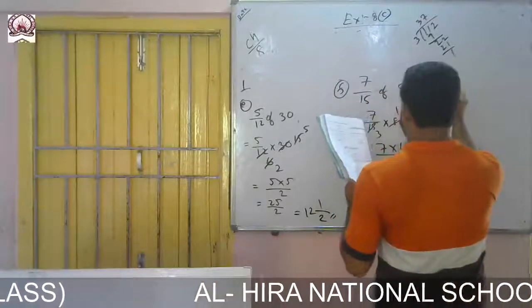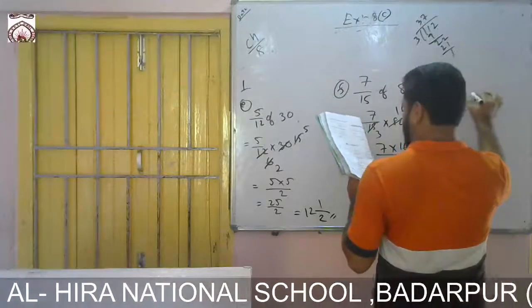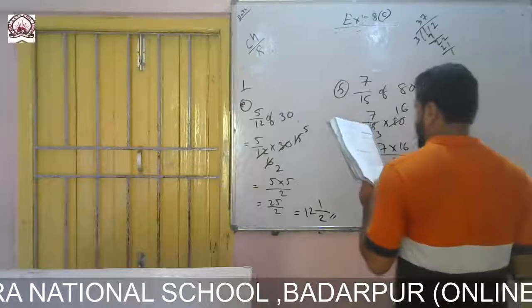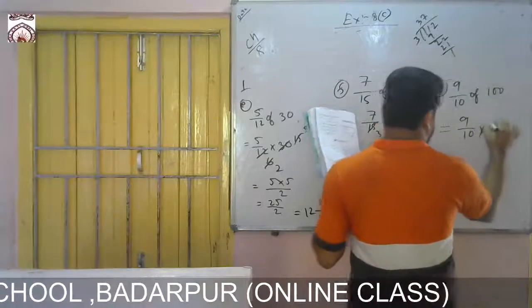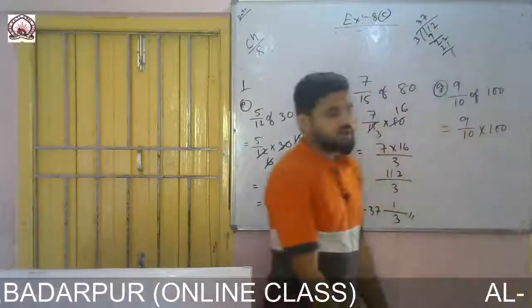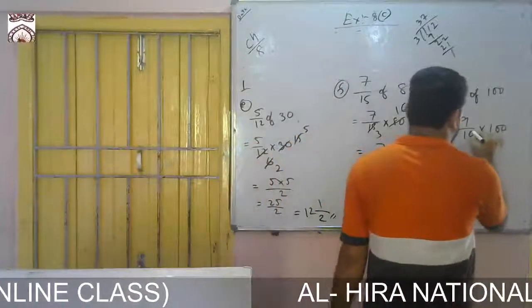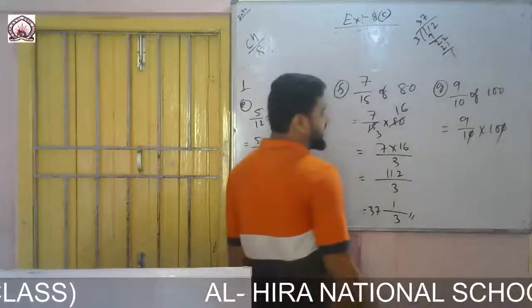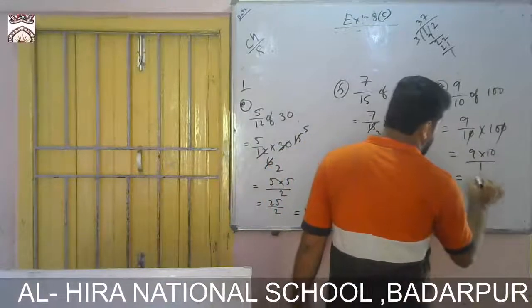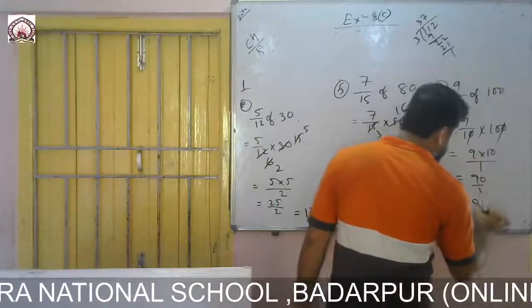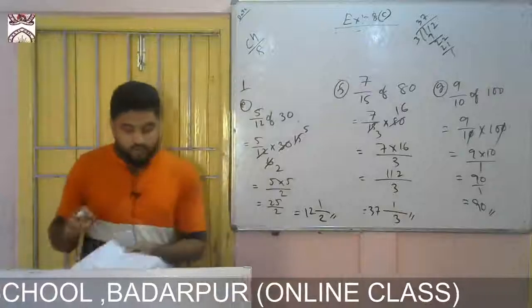Now come to question number G. You see 9 by 10 of 100. It will be 9 by 10 into 100. So the 10 and 10 can get cancelled. Here remains only 1, so I can write 9 into 10 by 1. So it is 90 by 1, which means 90.